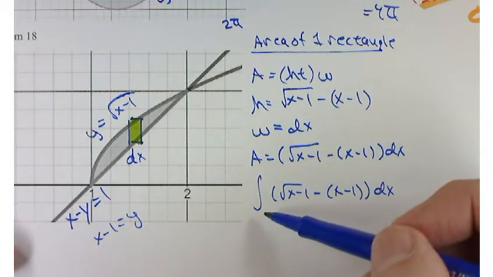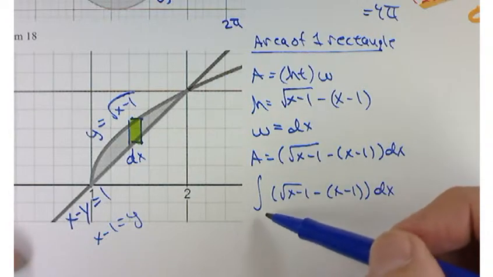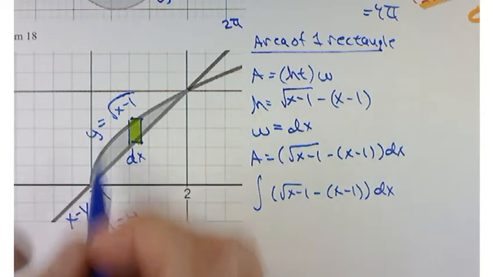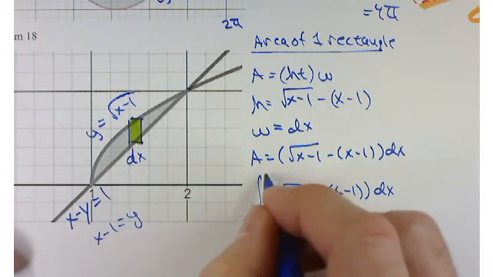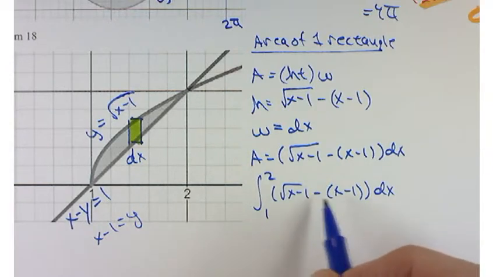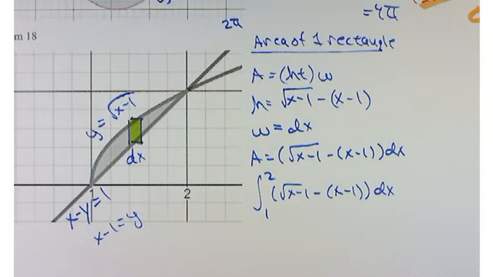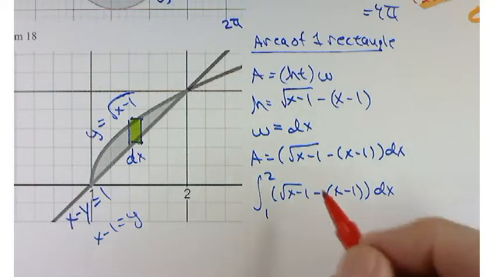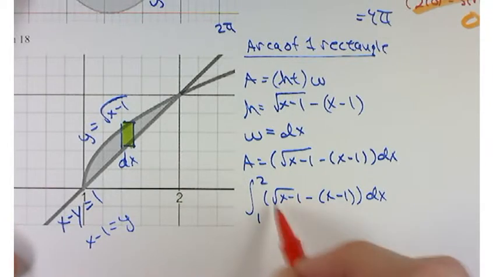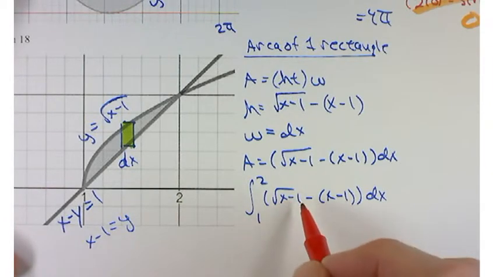Now what about the limits? Where are they going to be? What are those going to be? Between 1 and 2, because those are where you can take your slices and still be in that region. So 1 to 2. Now a lot of you are tempted and really want to distribute that negative. That's fine, but if you hold off, you can make your life a little bit easier, because we're going to do this one with a u substitution. That way we can integrate the square root of x minus 1.